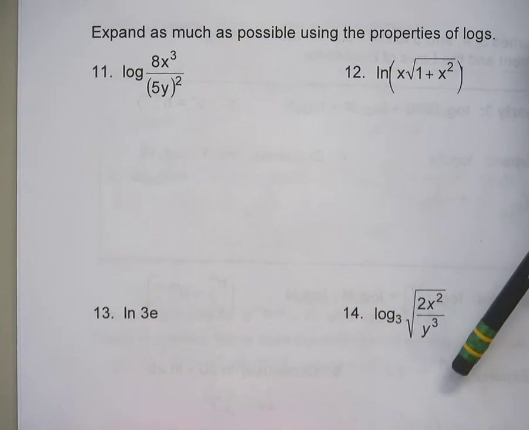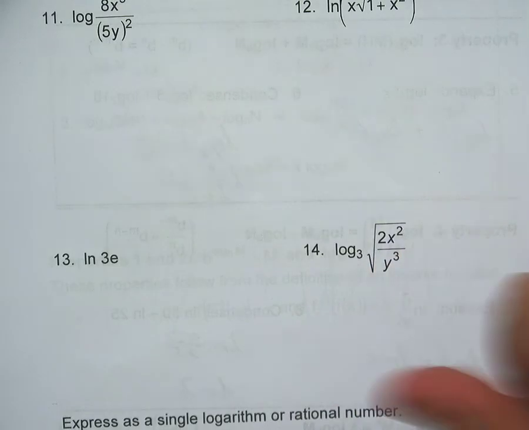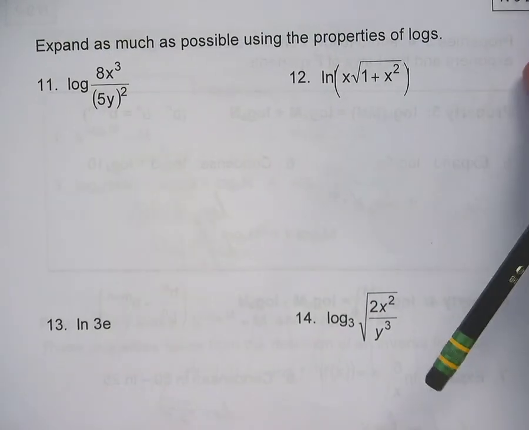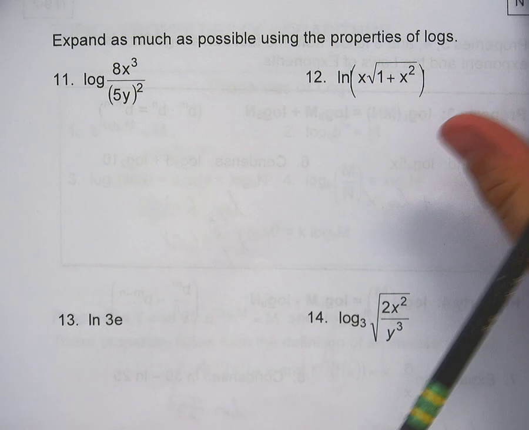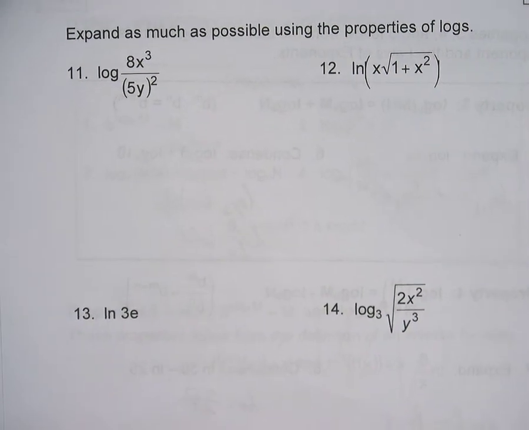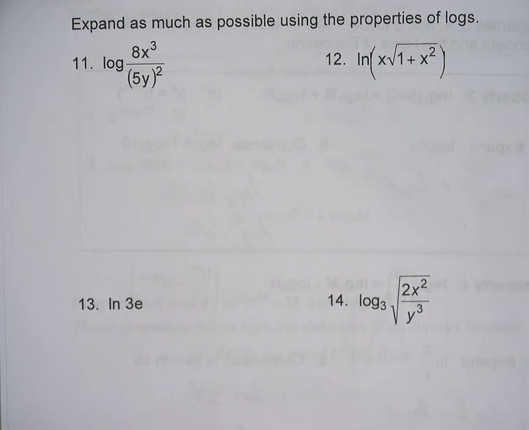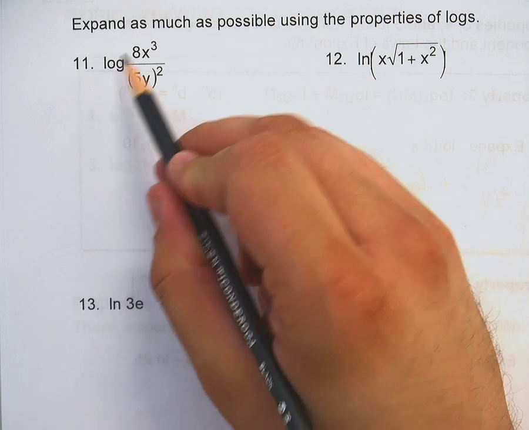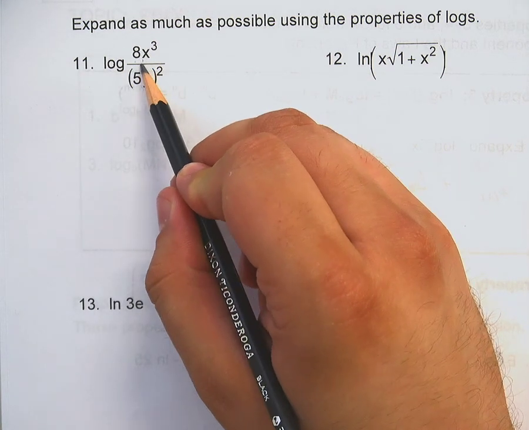That's this guy. Expand as much as possible. So for 11, 12, 13, 14, we're going to expand these guys as much as possible. So it's a relatively simple process. What I like to do is start off with separating my division if I have any.